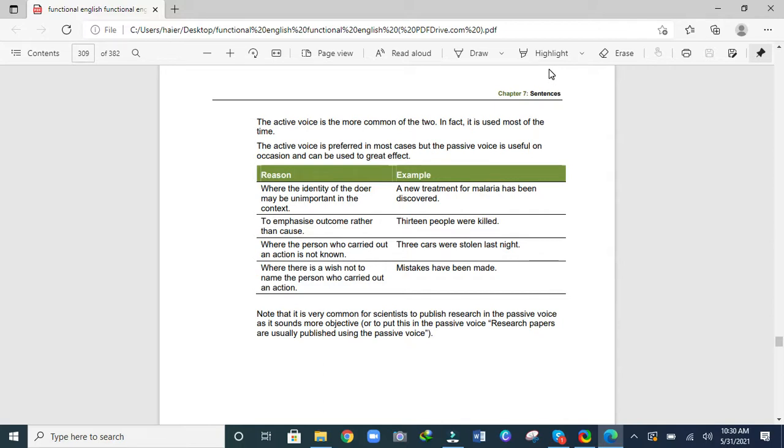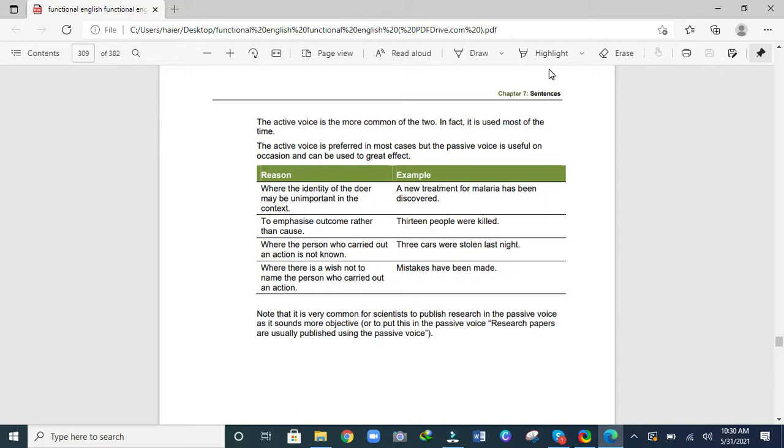To emphasize outcome rather than cause: 13 people were killed. This is an example of this case where the people who carried out the action are not known. These three cars were stolen last night. Next: where there is a wish not to name the person who carried out an action: mistakes have been made.